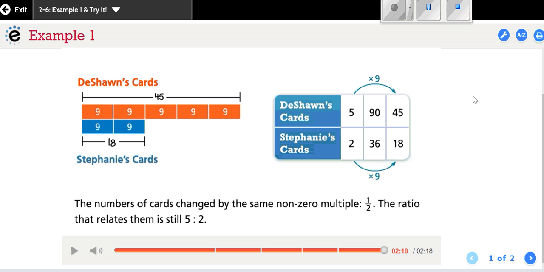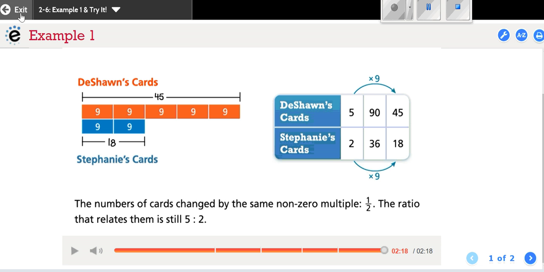Alright, this is topic 2.6, looking for proportions within different kinds of problems to see if we can use that relationship to help us solve the problem. And so taking those different steps to understand what's going on. So example 1 took you through those steps.